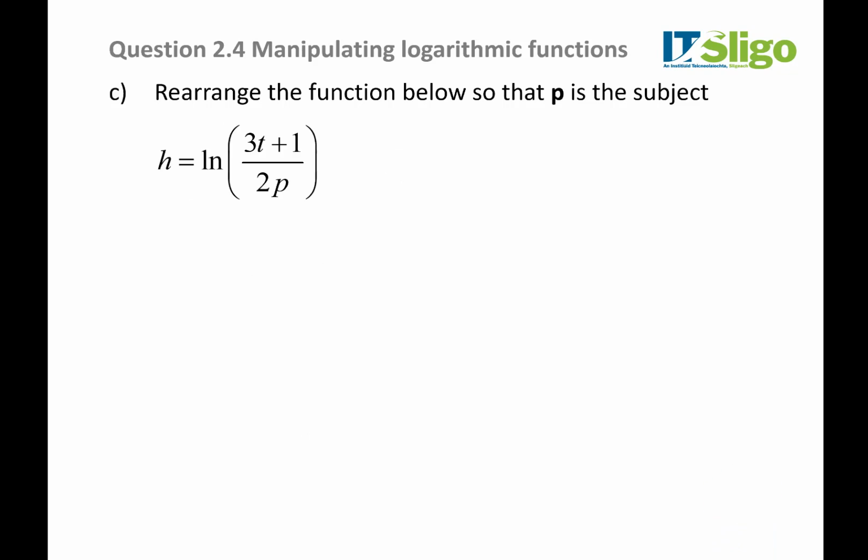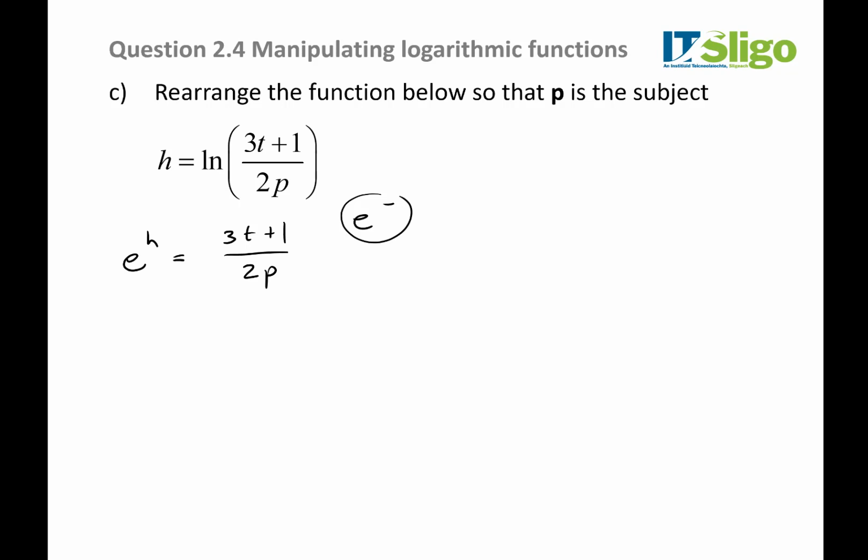Now we have this one, rearrange this function so that p is the subject. Looks tricky, but same process, guys. Kill the natural log first. We want to open out the bracket so we can move the 2p. Cannot move the 2p at the moment, guys, because it's shielded by the natural log. E to the power of h. This now kills the natural log on the right, over 2p.